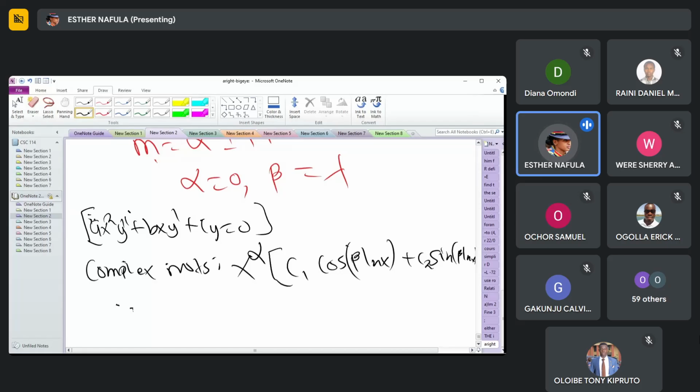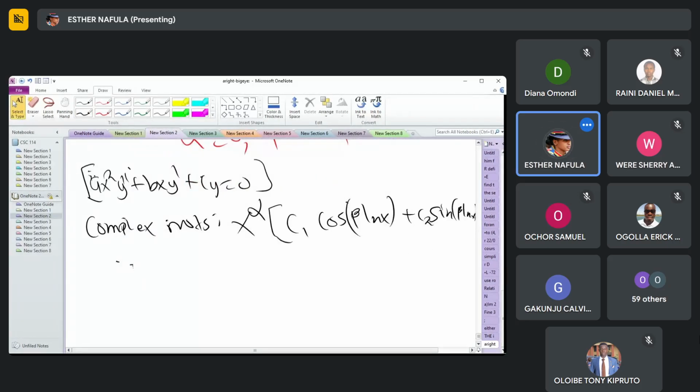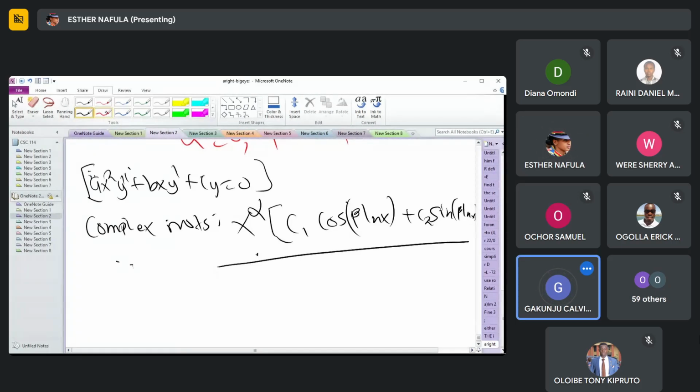So I need you guys to tell me the solution for this differential equation. C1. No, the general solution is x to the alpha. So you're starting from x to the alpha, not C1. X to the 0 is 1. Why are you still having an x? We are dealing with Cauchy-Euler in r. R to the 0 is 1.